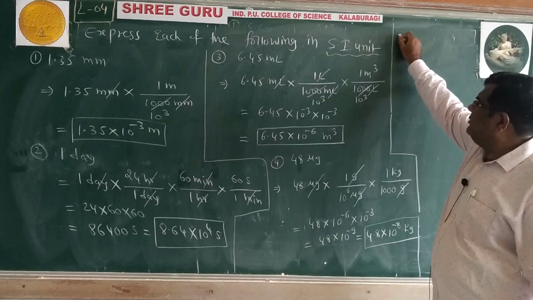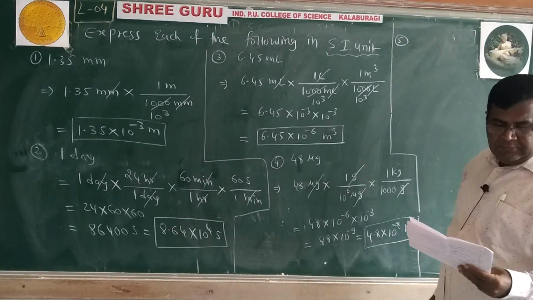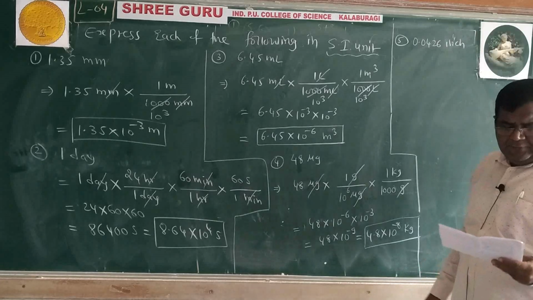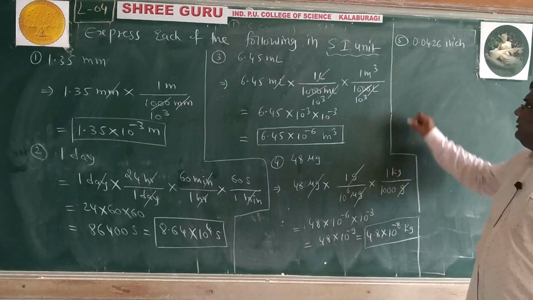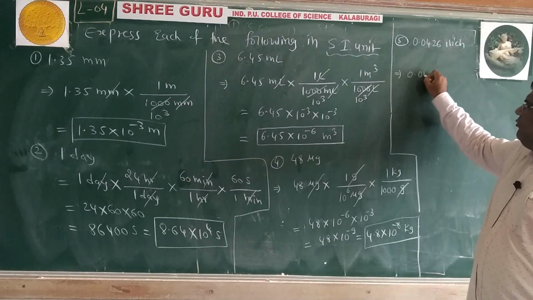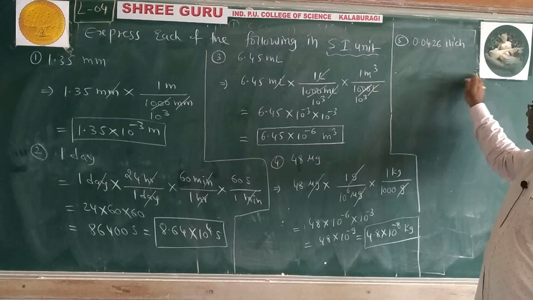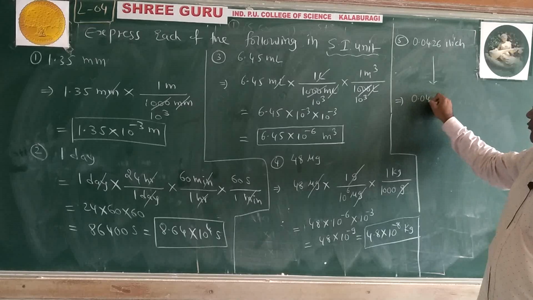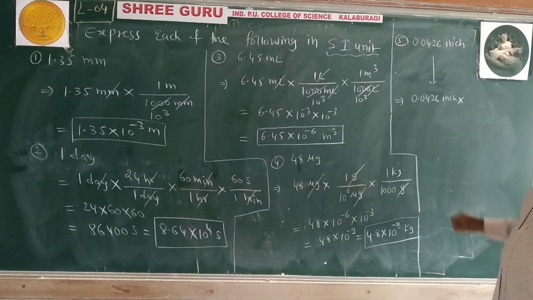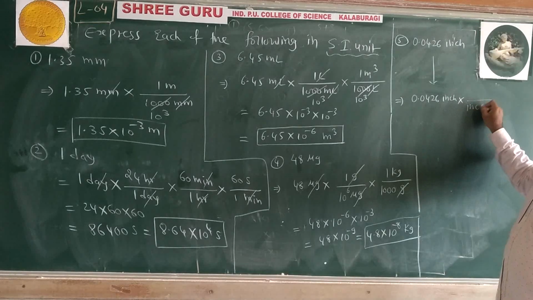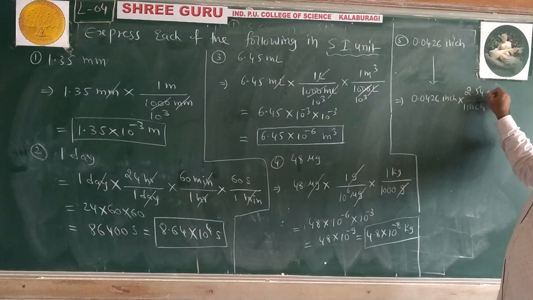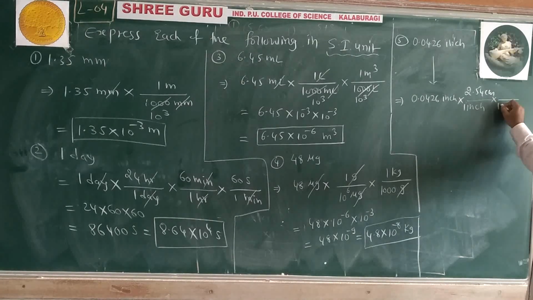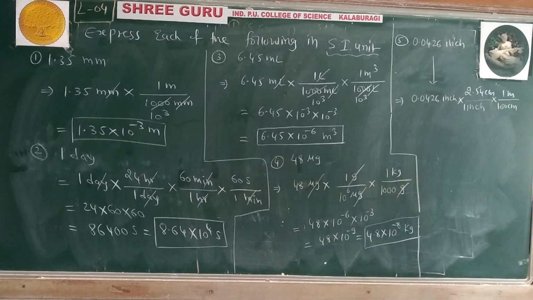See the next one, the fifth one. 0.0426 inch, a unit of length. We have to convert this into meter. We have to write like this: 0.0426 inch equals to, 1 inch is equal to 2.54 centimeter, and we can say 100 centimeter is equal to 1 meter.